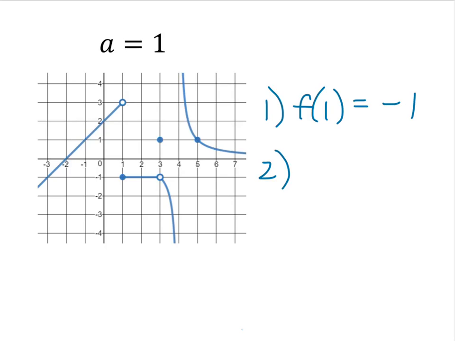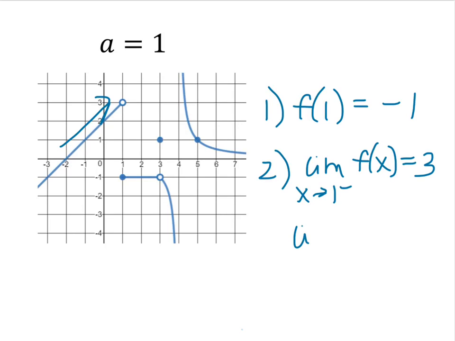Condition number 2, we have to take the limit as x approaches 1. So we're going to consider two things. The limit as x approaches 1 from the left of the function is headed to 3. And the limit as x approaches 1 from the right, that one's headed to -1.